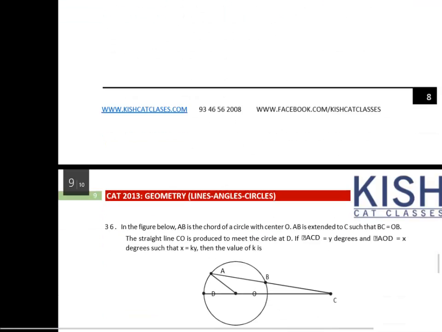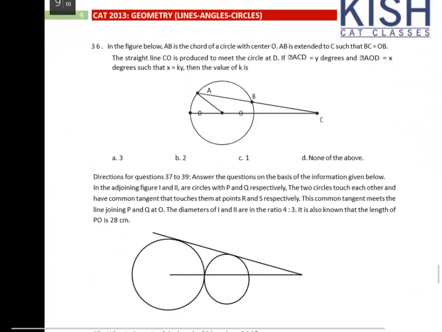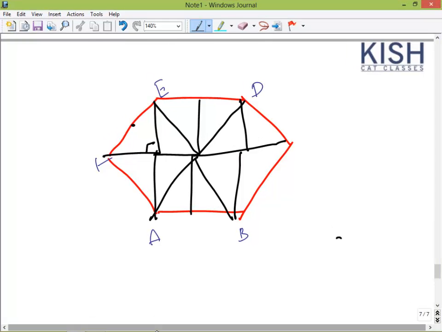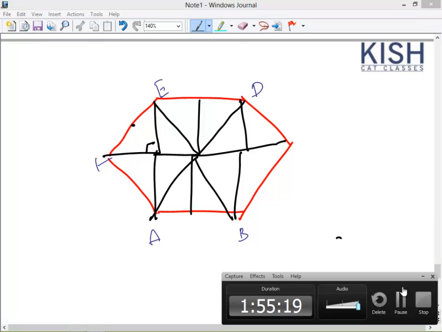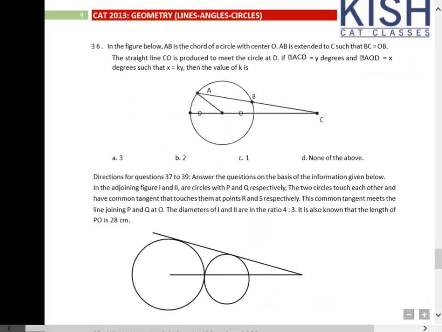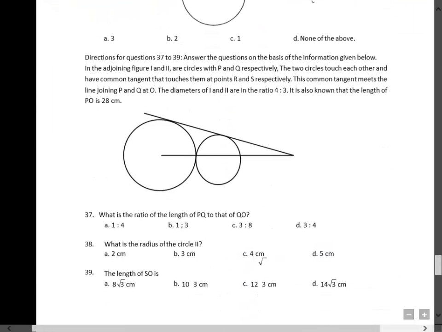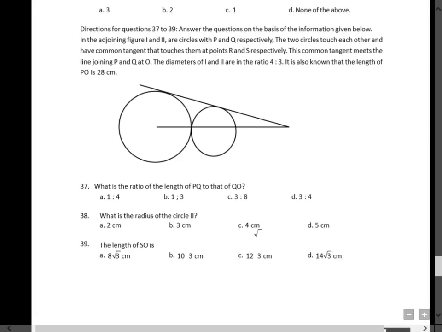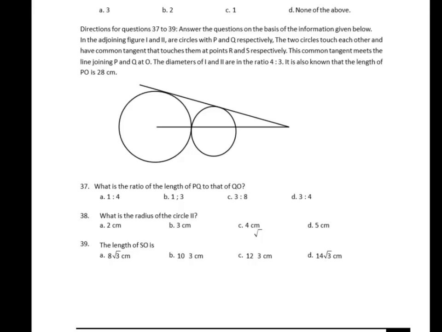Solve question number 36. Yeah, we have already solved question number 36. Now let's focus on question number 37, 38, 39. Yeah, some information is missing here. Actually, P, Q and QO are given, whereas in the figure P and Q are not given actually.